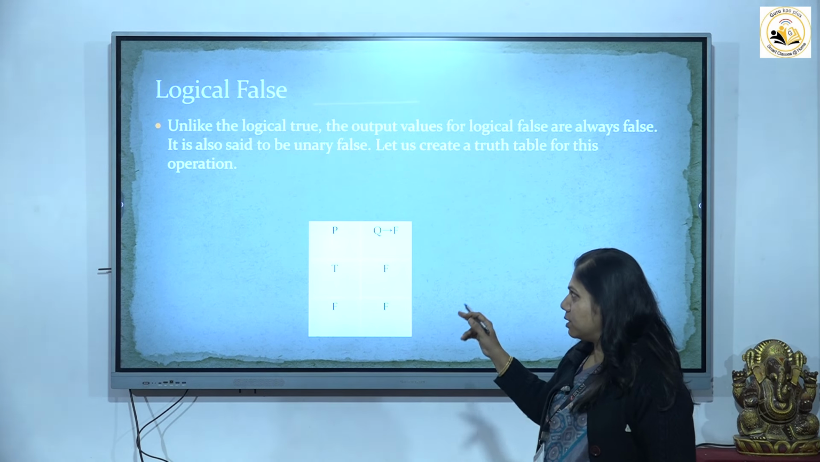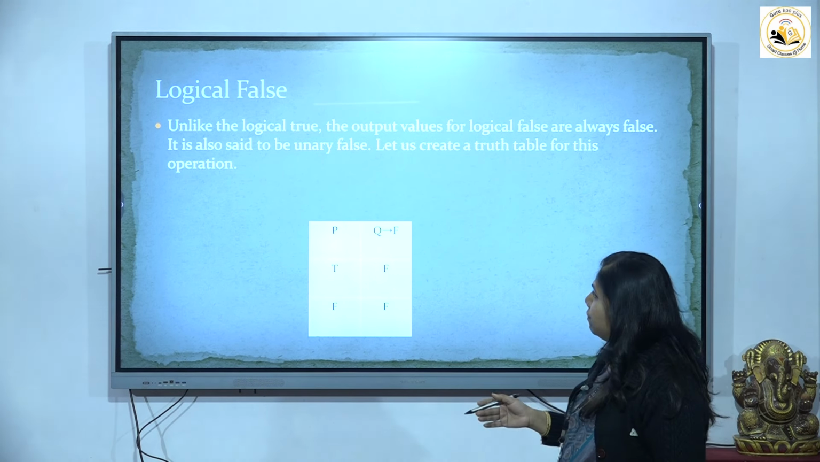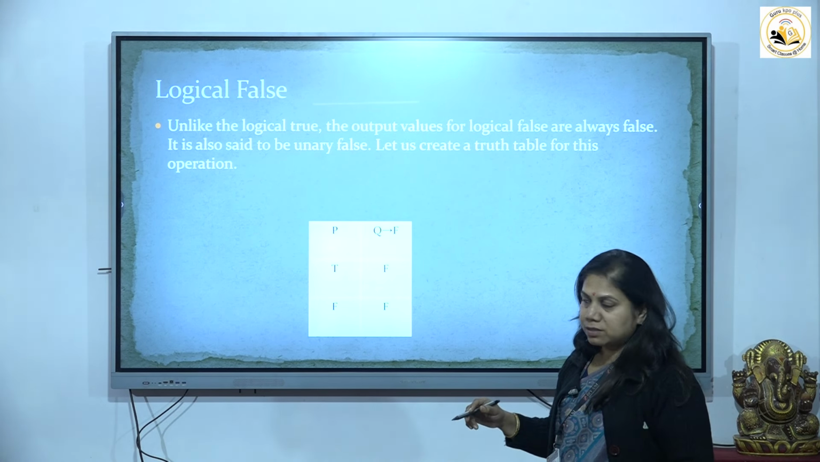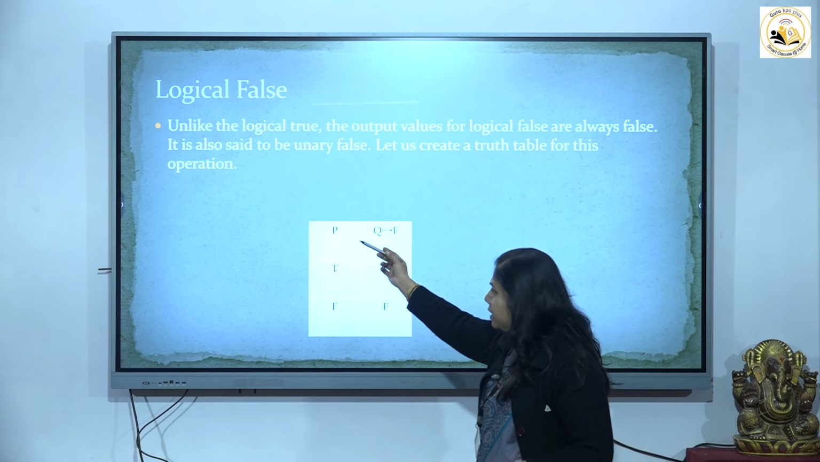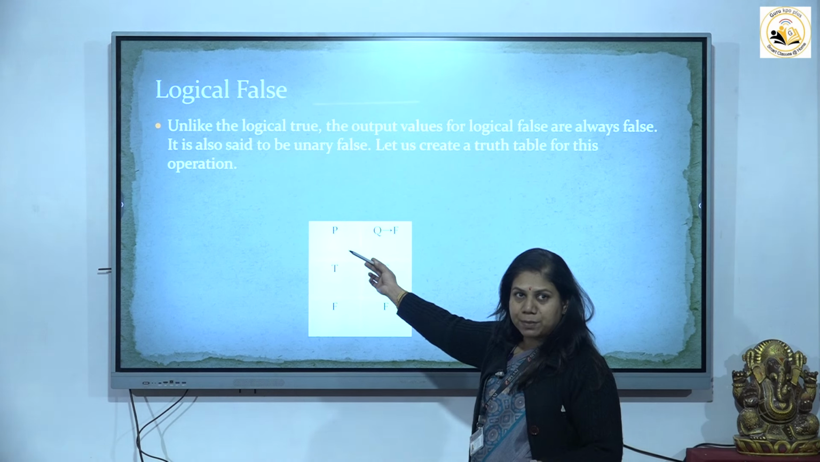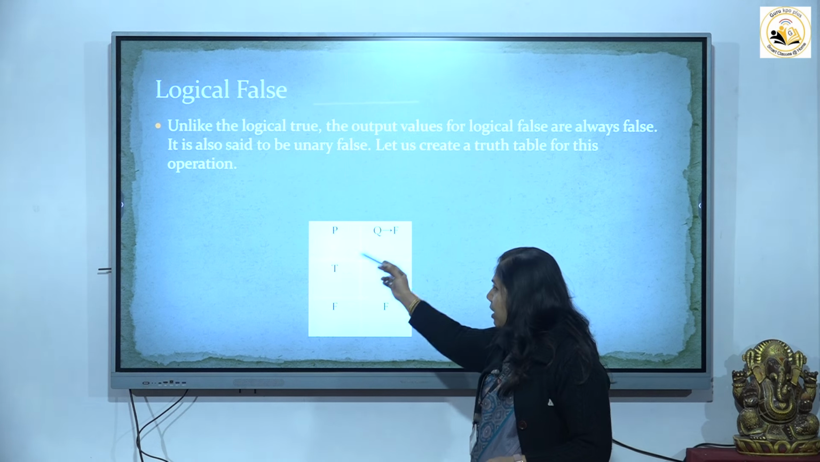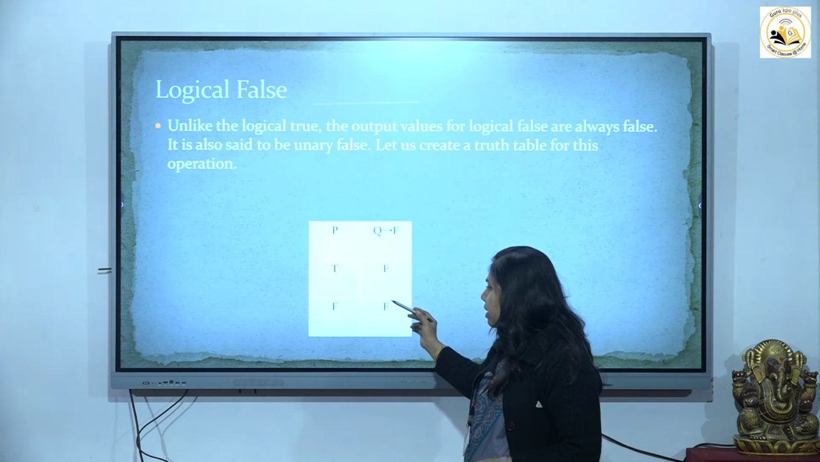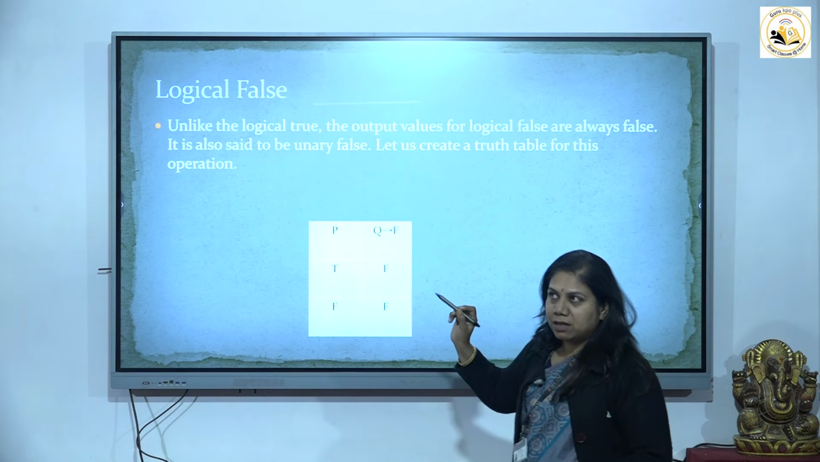Either it has false value but it gives only the logically true answer. Next is logically false. Unlike the logically true, the output values for logically false is always false. It is also said to be unarily false. Table, let's come to the table. If we take P, P is our statement proposition whose first option we are taking true gives result false, and taking a value false also gives the result false because it is a logically false statement. Is it clear?